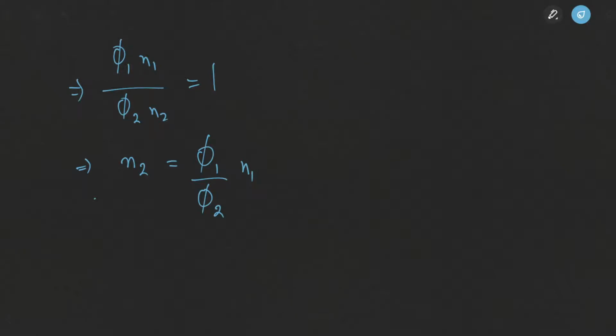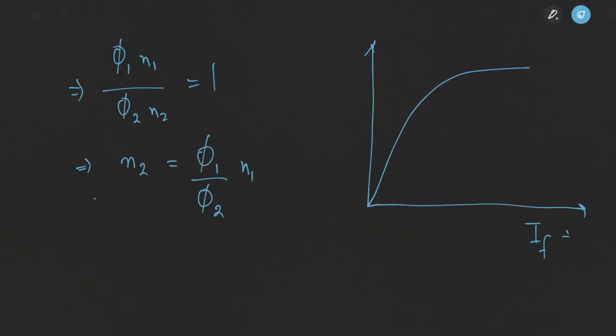Now, to find phi 1 by phi 2, we do not know them directly, but we know IF1 and IF2. We have been given a magnetization curve along with this question. The magnetization curve is something like this. This is your field current IF, and this is your generated voltage EA.